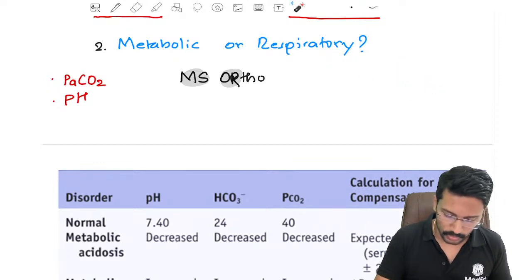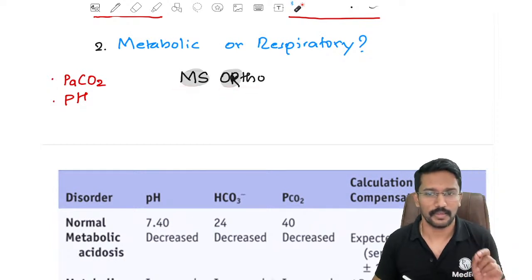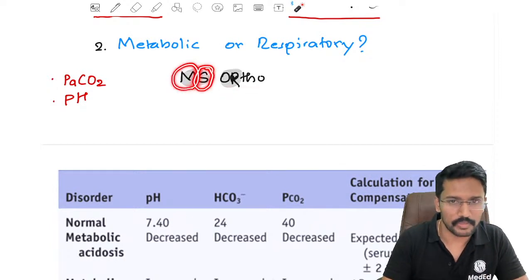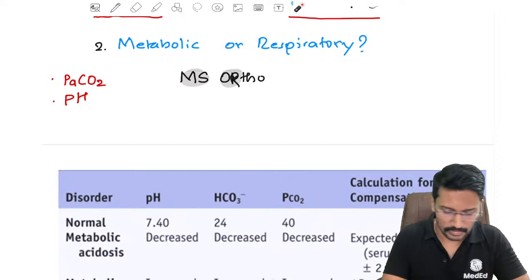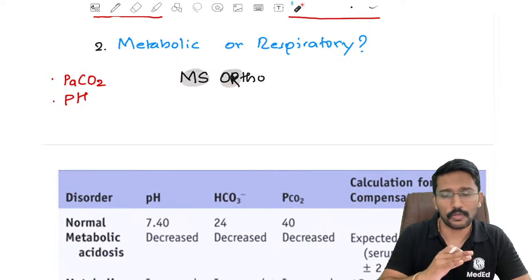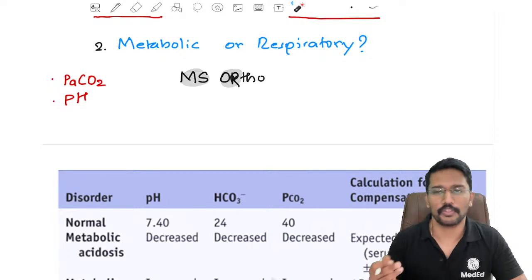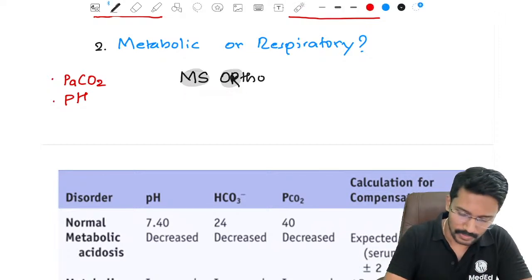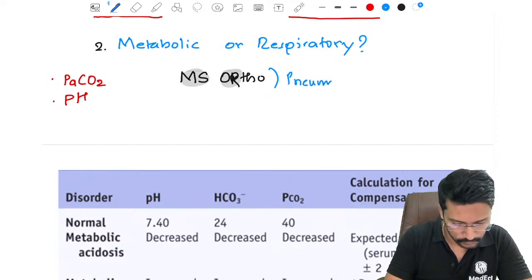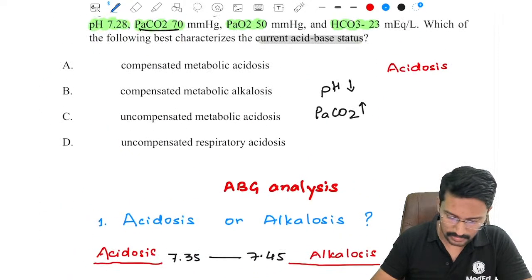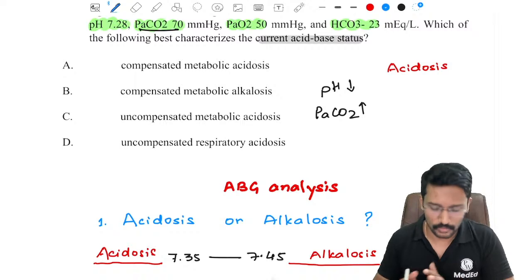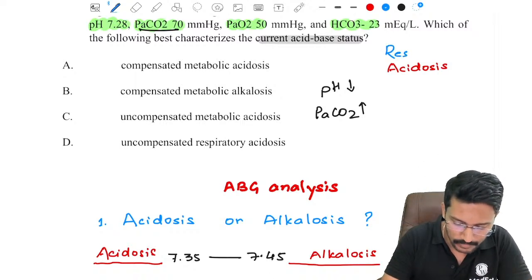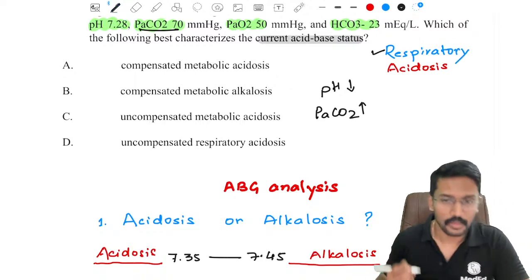Or you can follow my mnemonic, which is MS ortho. Here MS stands for metabolic, both in the same direction: pH and PaCO2 in the same direction in case of metabolic. And ortho, OR, stands for opposite, respiratory. That means pH and PaCO2 are in the opposite direction. MS ortho is the mnemonic to remember. In this case, because they are in the opposite direction, it is respiratory. So this is a case of respiratory. Here we have acidosis, which is respiratory. So what we have here is a case of respiratory acidosis.